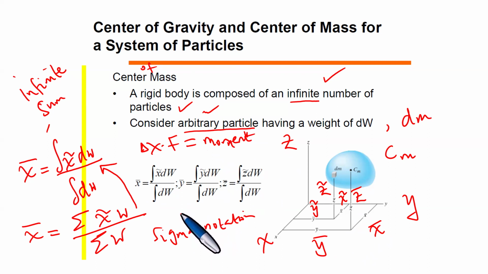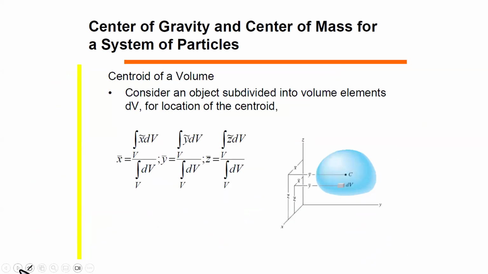Okay, we need to move on to more examples on this. Before we look at the examples, it's not only that we spoke about the center of mass and the center of gravity, but what about volume? We discussed the center of gravity and center of mass for a system of particles, but there's something we call the centroid of a volume.